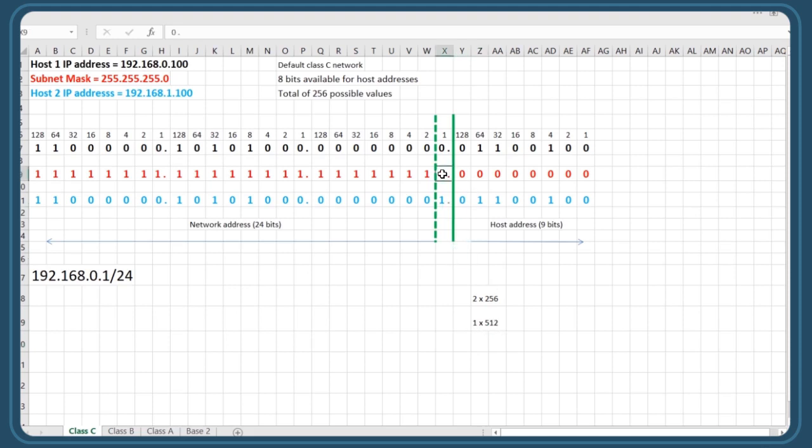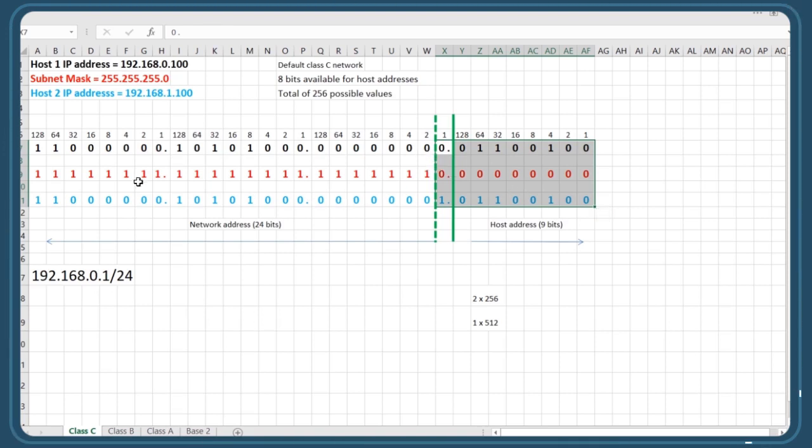And since you changed this value to a 0, the multiplication against the subnet mask will still equate to 0. 0 times 0 is 0. 1 times 0 is 0. Anything times 0 is 0. Therefore, as far as TCP/IP is concerned, these two hosts are in fact now on the same network.